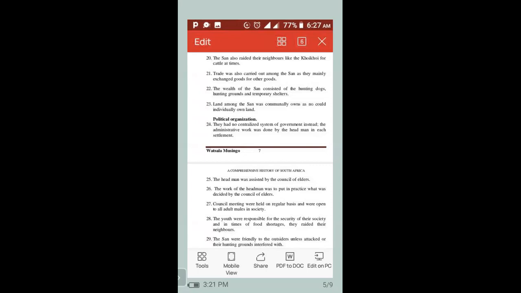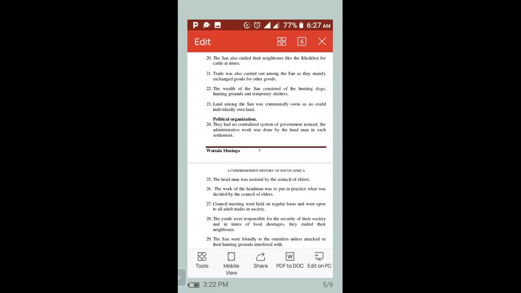27, council meetings were held on a regular basis and were open to all adult males in society. So this meant women had no say in leadership in the San community. The youth were responsible for the security of their society, and in times of food shortages, they raided their neighbors. So the youth, from the age of 12 onwards, had a responsibility of security. They had to protect and guard their families and fellow society members, and in times of hunger, they had to go and raid their neighbors.